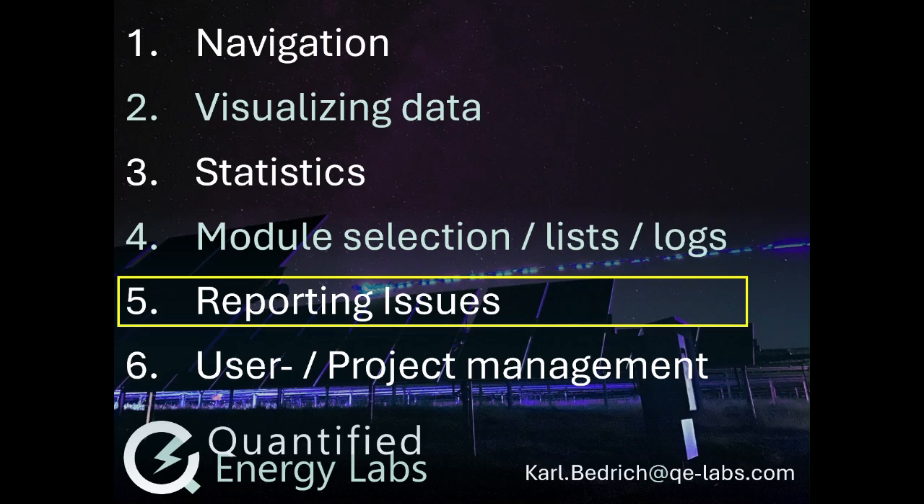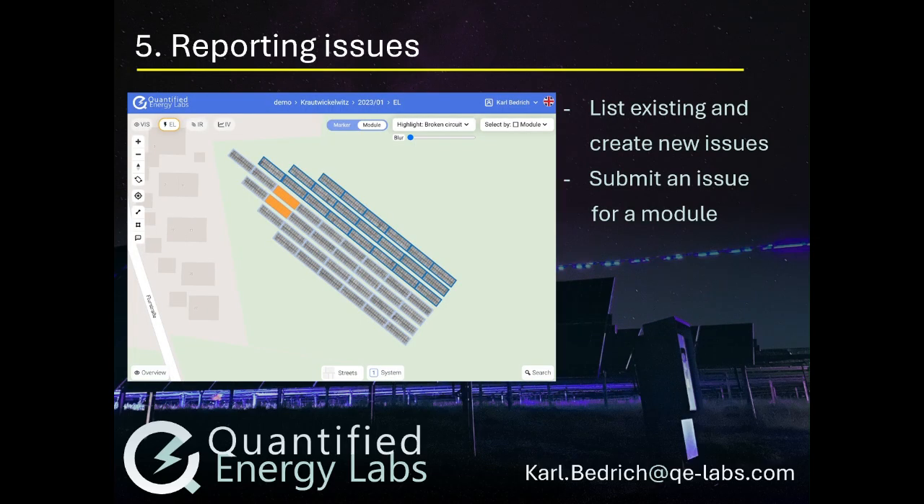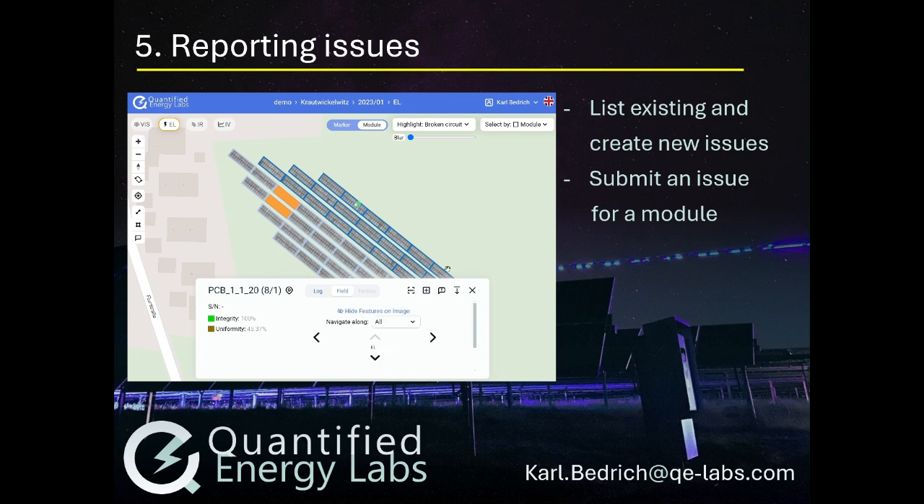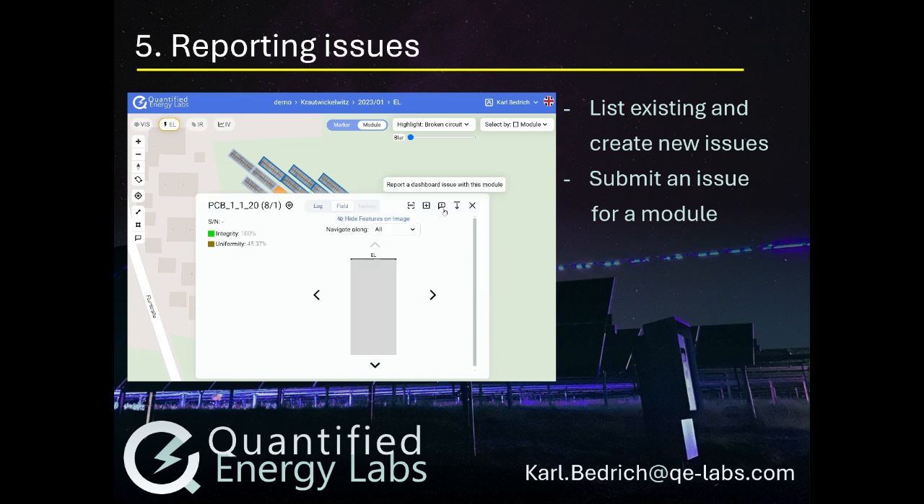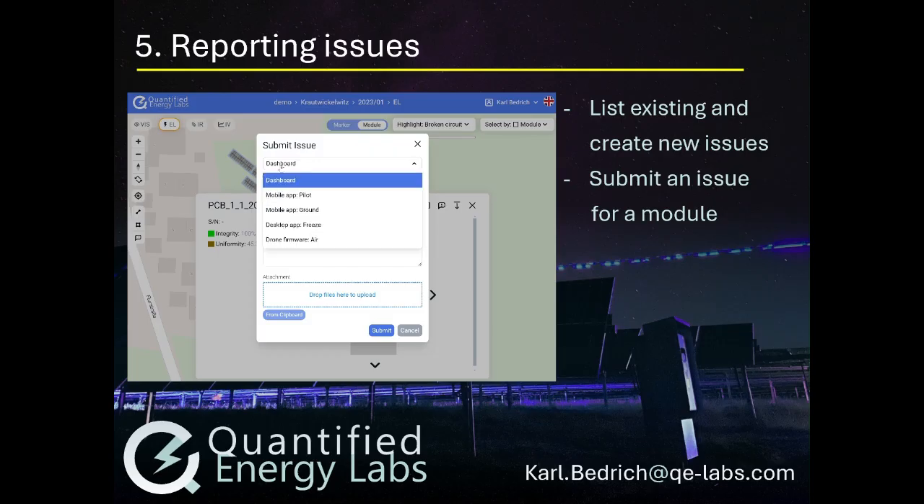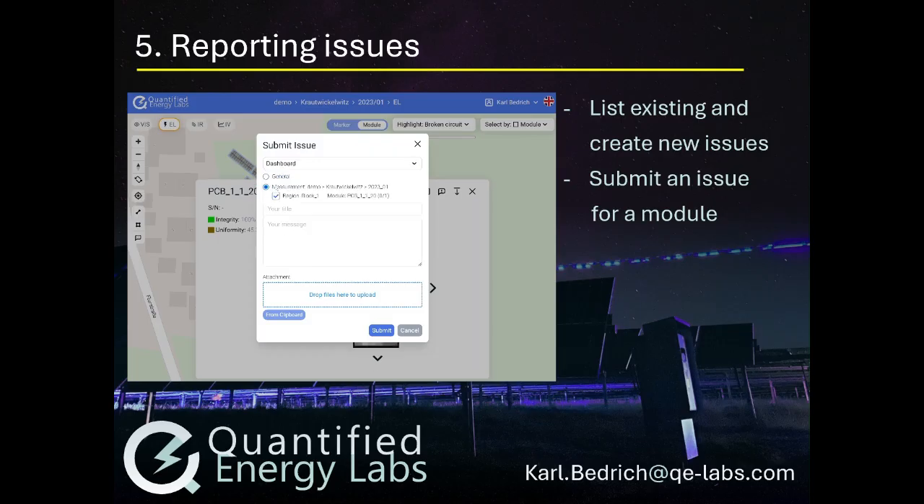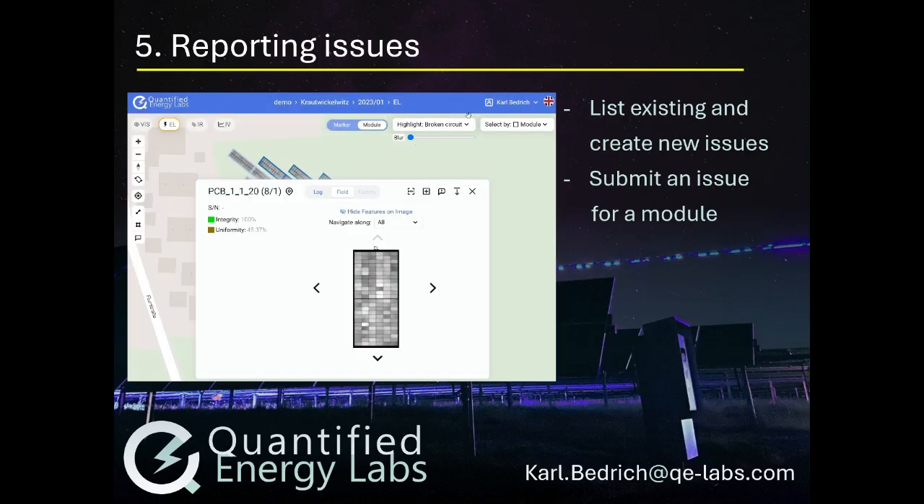Nobody is perfect. You might have an issue or a problem or a question with the dashboard or other apps, and you might want to submit it. To do that, you can click on an individual module to submit an issue for that specific module. You click on the issue button, select dashboard, that's already auto-selected, and that measurement and that region and module. You can also just submit a general issue with this dashboard or other of our products. Give it a title, give it a body, you can add a picture to it.